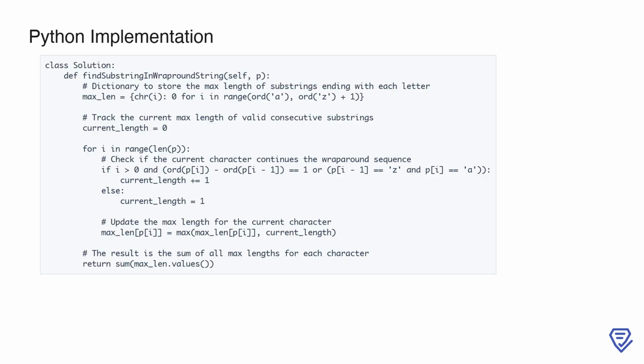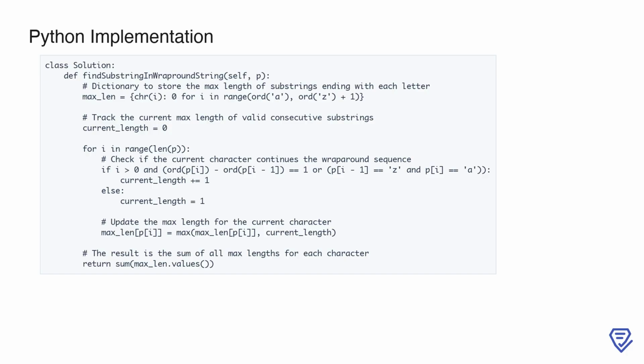Step-by-step explanation. 1. Initialization. We start by creating a dictionary max_len to store the maximum length of valid substrings ending with each character, a to z. Each letter is initially mapped to 0. 2. Iterate through the string. We traverse the input string p to determine the length of the current valid substring ending at each character. If the current character continues the wraparound pattern of the previous character, e.g., a to b, or z to a, we increment the current substring length, current_length. Otherwise, we reset current_length to 1, as the wraparound sequence is interrupted.